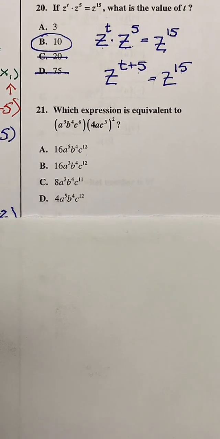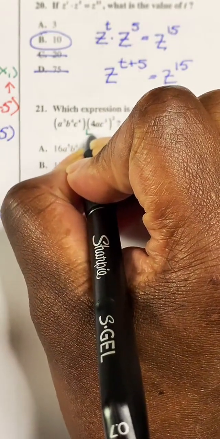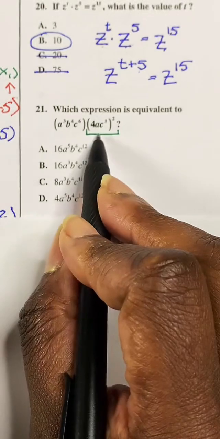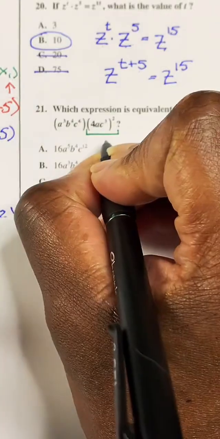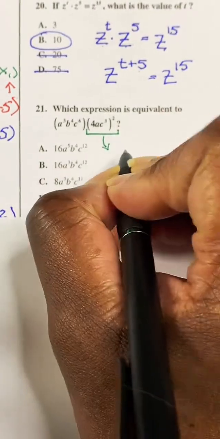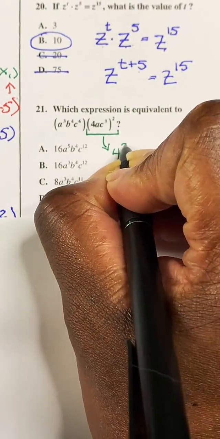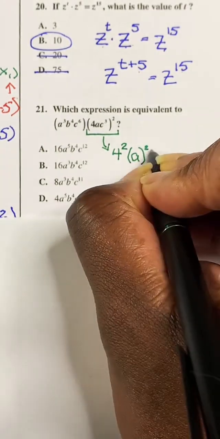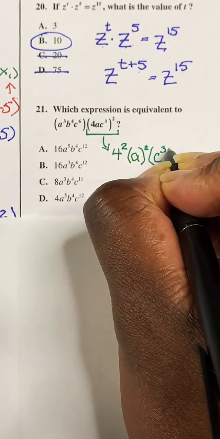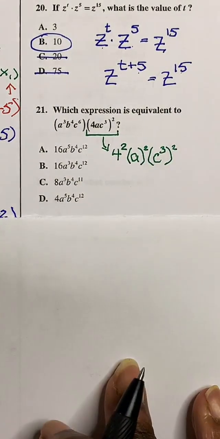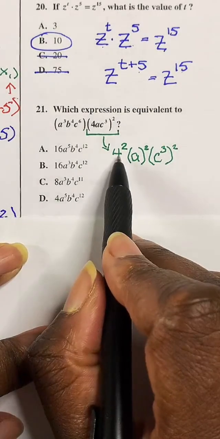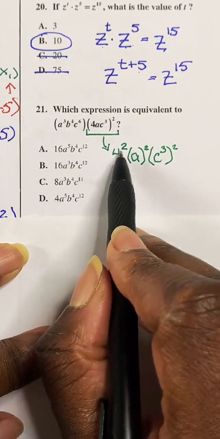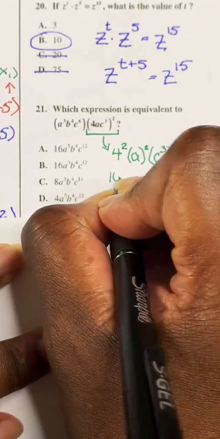So let's take a look. First things first. I'm looking at this second parenthesis right here. That's actually being raised to the second power. So what's happening here is that means everything inside of that parenthesis is being raised to the second power. Okay, everything is being raised to the second power. So that includes the 4. So 4 squared, that gives me my 16.